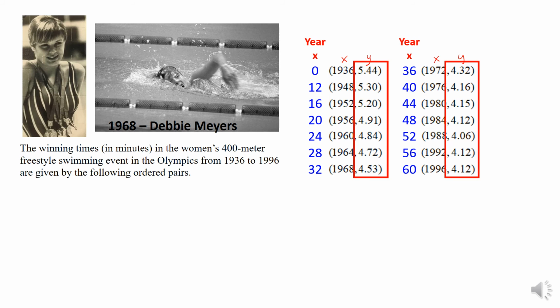36, 40, 44, 48, 52, 56, 60. Oh, it's going by fours. The Olympics used to take place every 4 years. The Summer Olympics still does, but all the Olympics used to be held every 4 years.